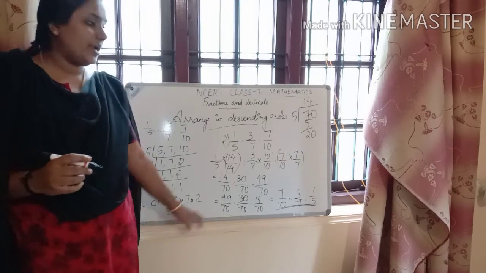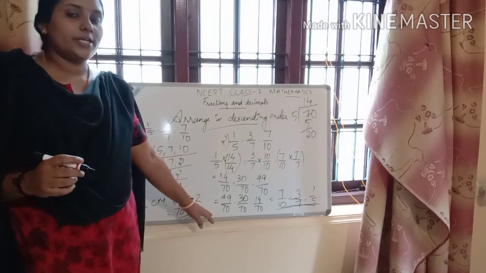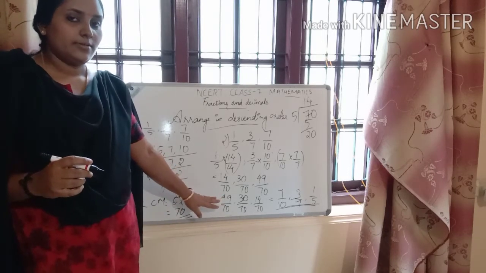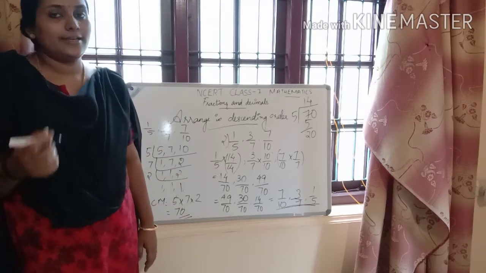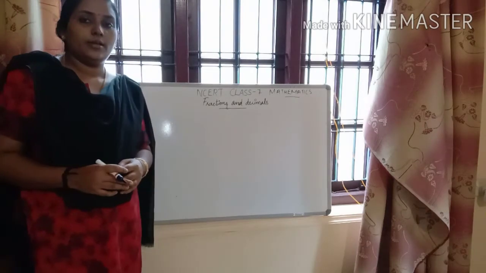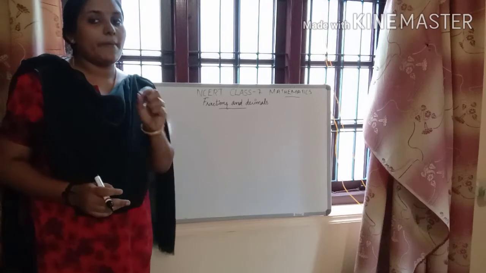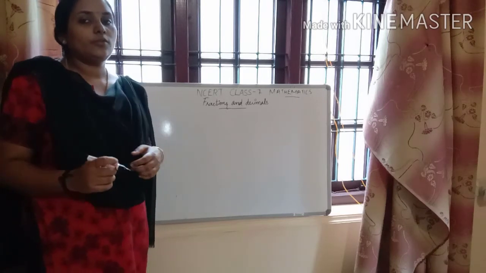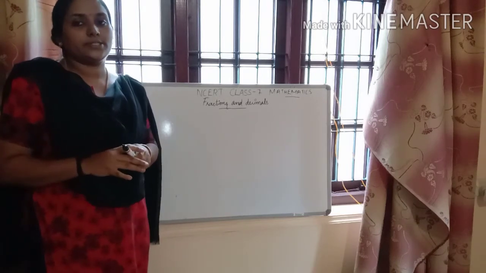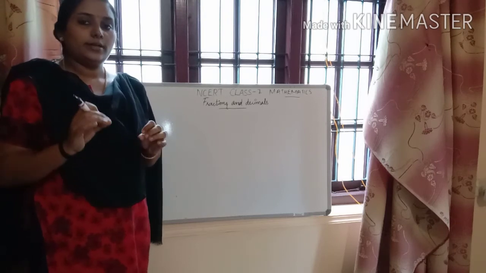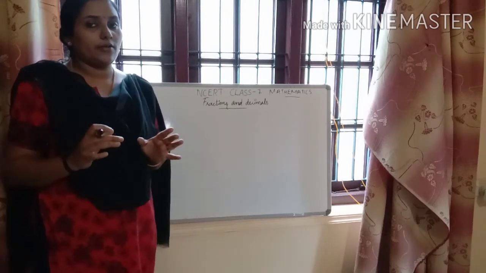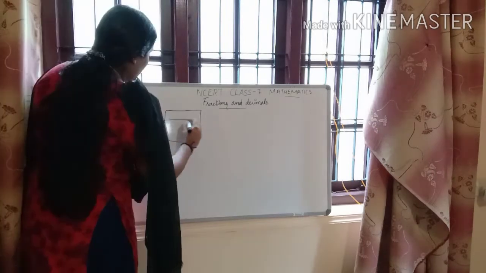I hope you understood this question. Shall we move to the next question? Yes. In your textbook, there is a magic square. We have to find which one is the magic square.